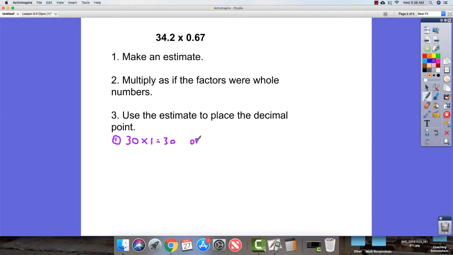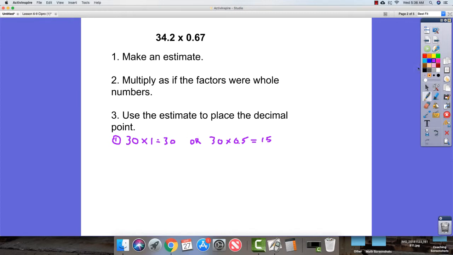Or some of you might think, okay, 34 and 2/10 is close to 30, and 0 and 67/100 is close to half, or 0 and 5/10. So half of 30, or 30 times 0 and 5/10, is 15. Okay? Both are fine estimates. They're just going to help us know where to place the decimal point.